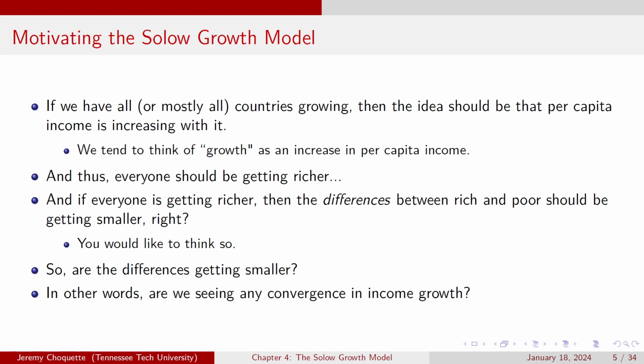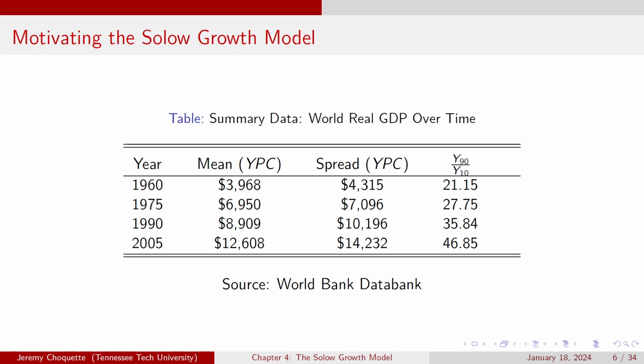So, are these differences getting smaller? Namely, are we seeing any convergence in the growth in income? Well, if we look at this data using real GDP for the world over time, source being the World Bank, it's probably a really good idea to especially cite your sources, because if the president of Harvard can get canned for plagiarizing, then anybody can.